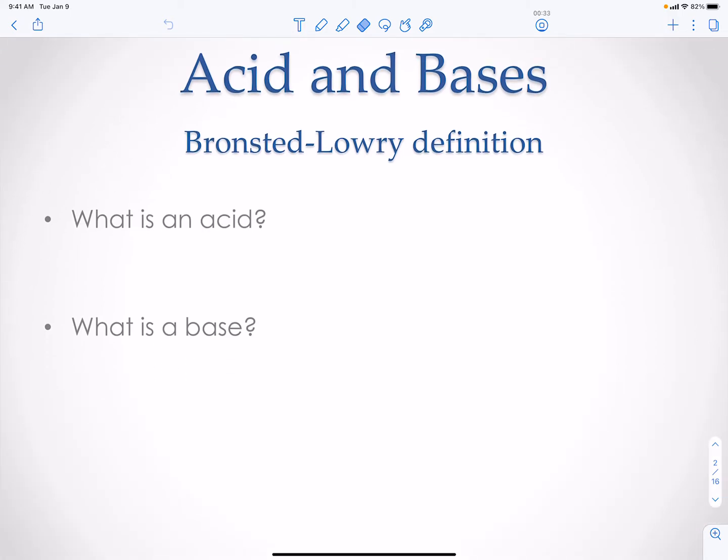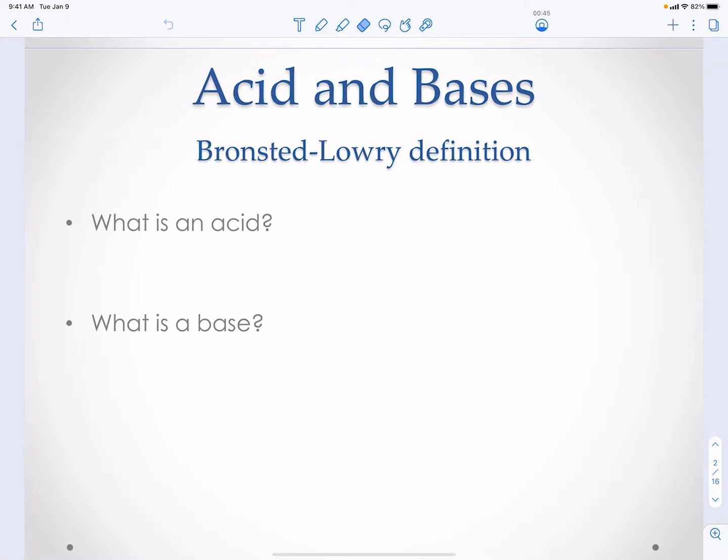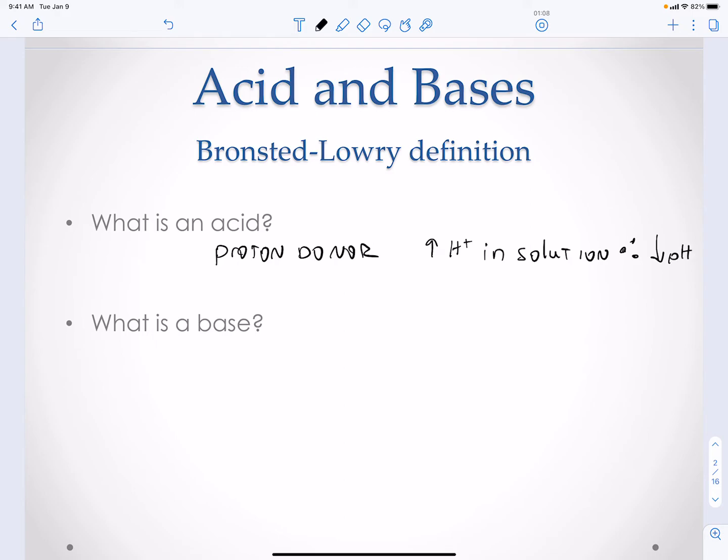So what are they? The Bronsted-Lowry definition is a very well-recognized definition. According to this, what is an acid? An acid is a proton donor. And so this is going to lead to an increase in hydrogen ions in a solution, and therefore you are going to decrease the pH. And then what is a base? In essence, a base is a proton acceptor. And so this is going to decrease the hydrogen ions in a solution, and this results in an increase of pH.